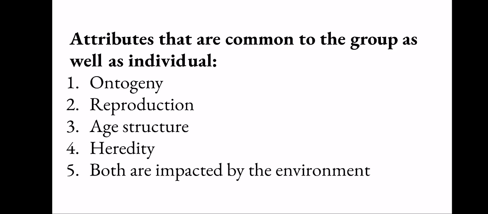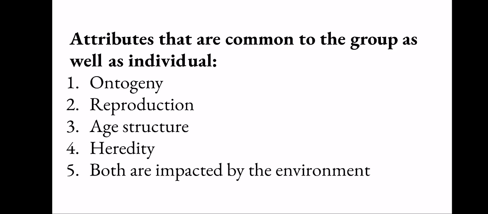Fourth is your heredity, which is very important both in your population as well as at your individual level, because without the genetic information being carried from one generation to the other, there will not be the continuity of organisms, and there will not be the entire association of individuals which belong to the same species. That means the entire population cannot grow without heredity. And the fifth point says that both individuals and the population are equally impacted by the environment.